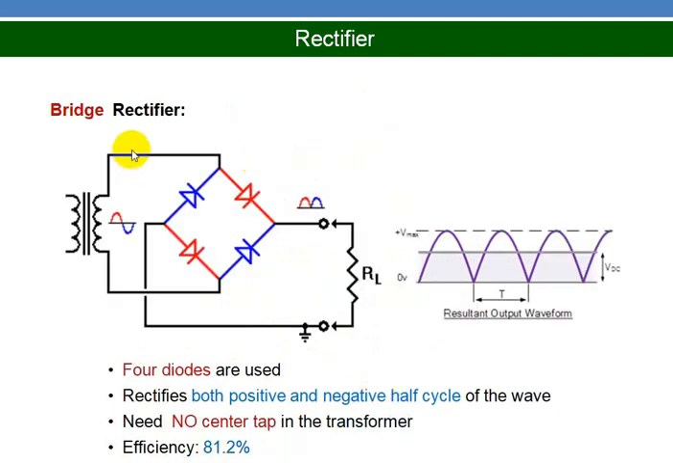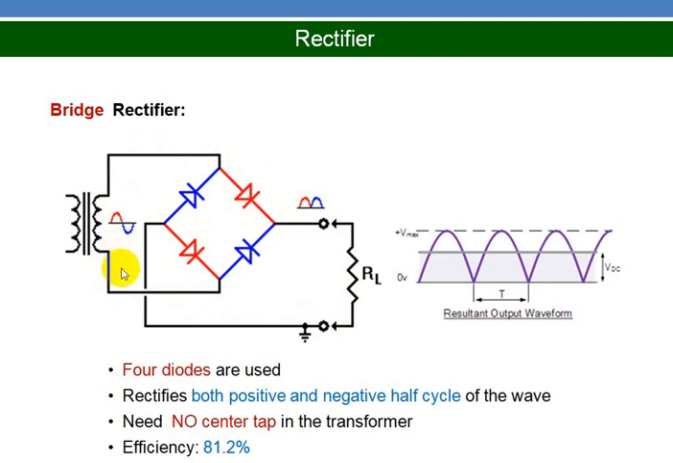Coming to the bridge rectifier, this bridge rectifier does not require a center tap transformer. Instead, we need 4 diodes. During the positive half cycle, the red color diodes are conducting current. Current will be flowing through this diode, through the load resistance, and through this diode, returning to the lower terminal of the winding.